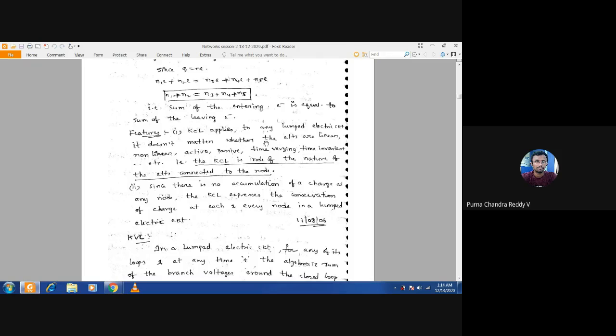It does not matter whether the circuit elements are linear, non-linear, active, passive, time varying, or time invariant. The circuit must be lumped. The lumped circuit may consist of any kind of element, linear, non-linear, passive, active, time varying or time invariant. For all those kinds, the basic condition is that the circuit must be lumped.